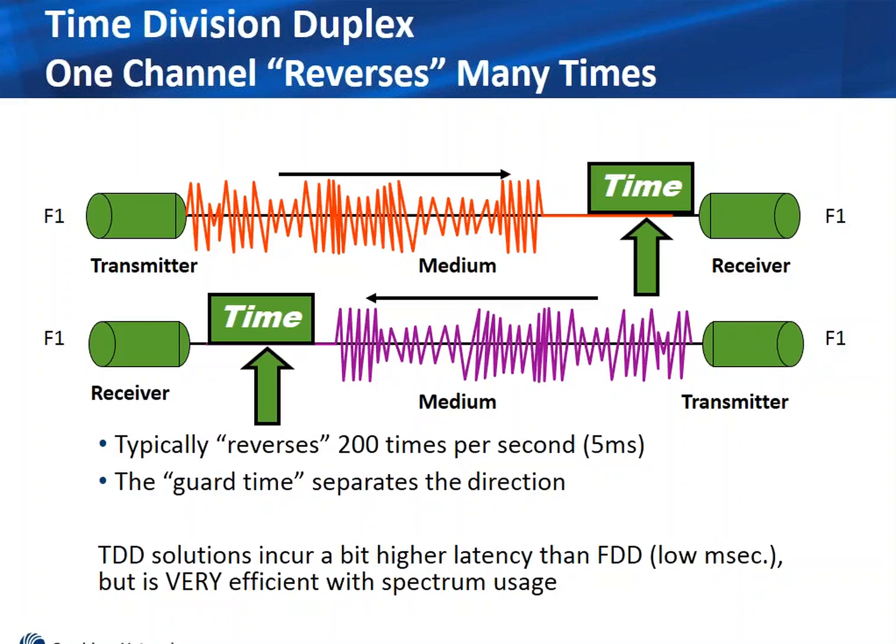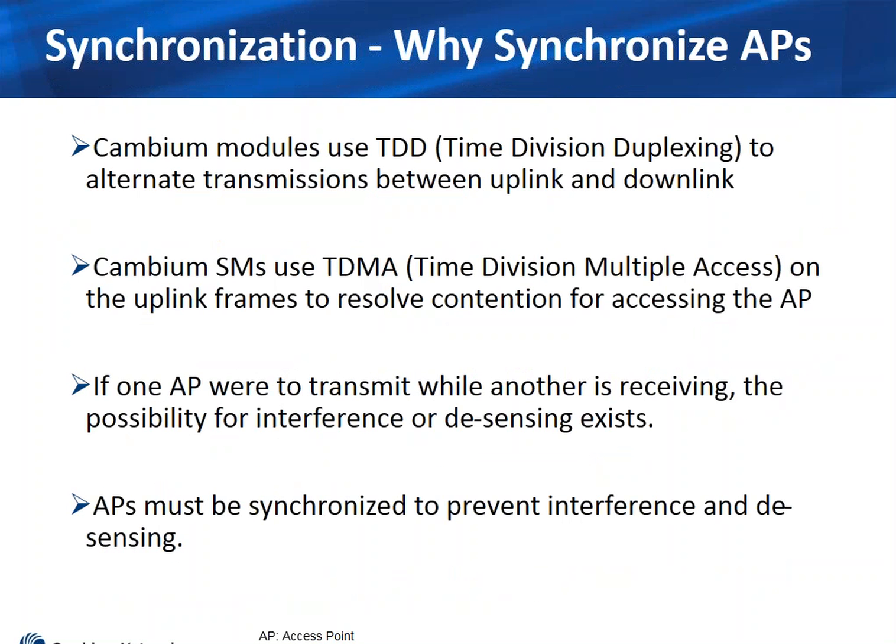TDD is that it's very, very efficient with spectrum usage. And when you're dealing with spectrum areas like 2.4 or 5 gig unlicensed spectrum, where you don't always have a whole lot of clean areas to deploy your wireless link, being very efficient with spectrum usage is critical, is key, is an asset that you need to have as part of the wireless technology solutions that you're looking to deploy. All right, so now I understand a little bit about time division duplex.